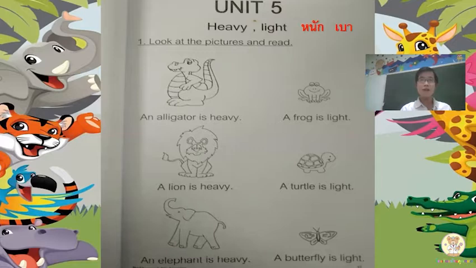Okay, everybody, please take a look at this presentation. Unified, heavy, light. If you don't understand what the words heavy and light mean, I've already written the Thai translation beside heavy, light. First of all, I want you to take a look at number one. Look at the pictures and read. I want to start from the left side and then go to the right side. Okay, please take a look at the first picture.